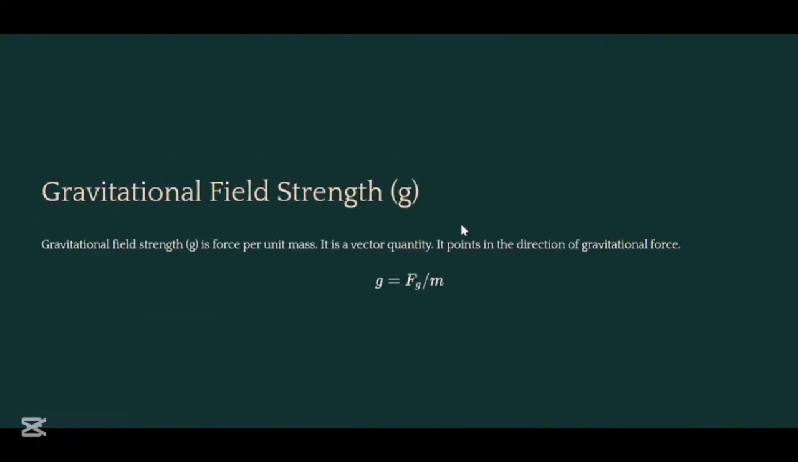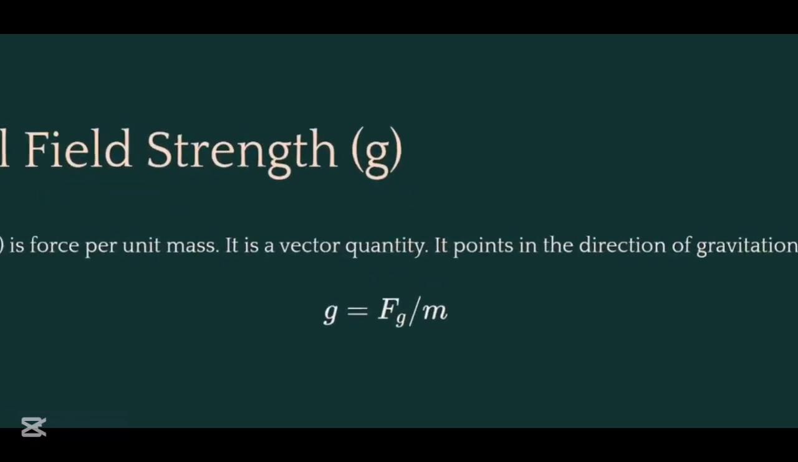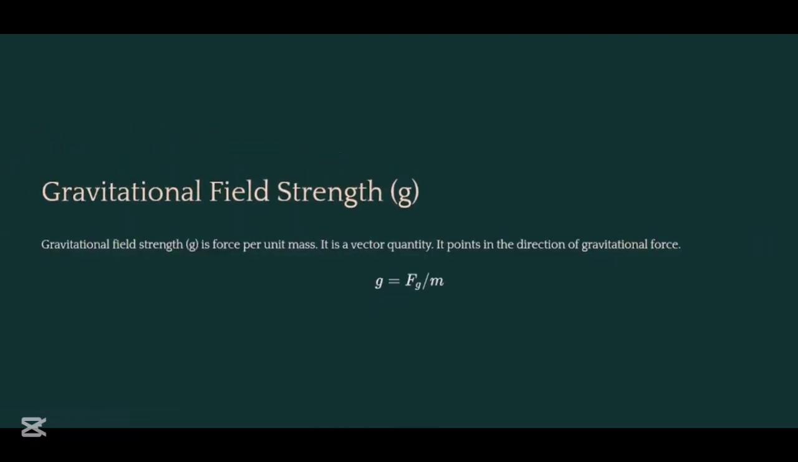Gravitational field strength is denoted by G, which is force per unit mass. It is a vector quantity and it points in the direction of gravitational force. G is equal to gravitational force divided by mass.